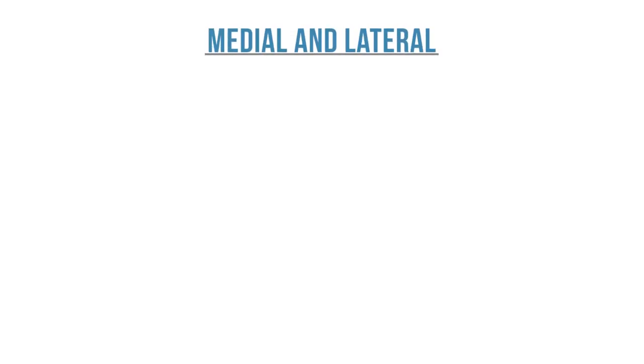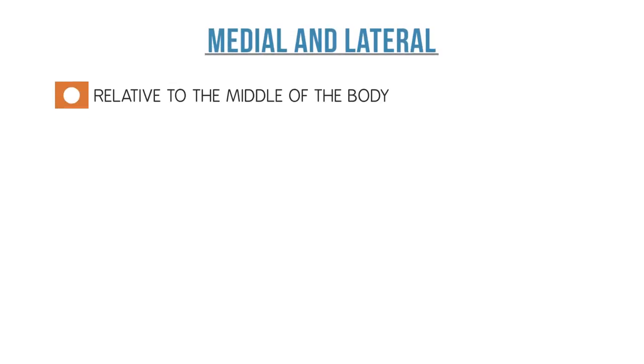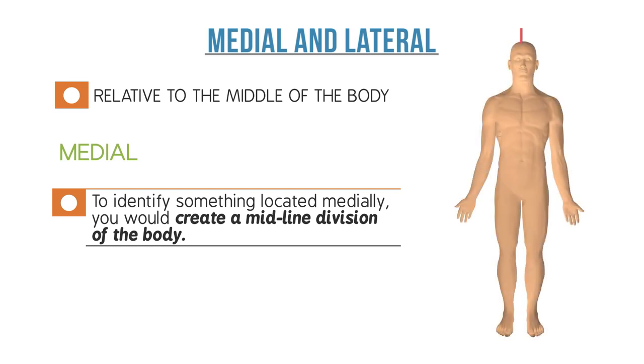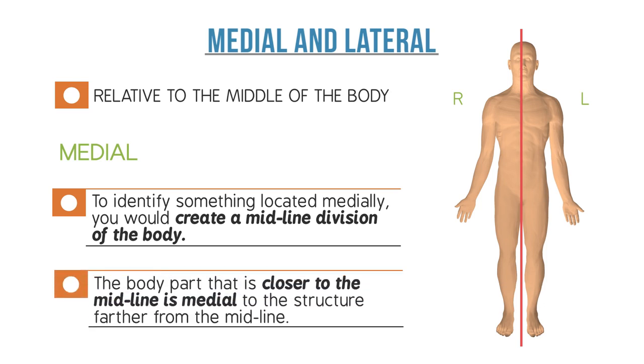If you want to describe the location of something that is relative to the middle of the body, you would use the term medial. To identify something located medially, you would create a midline division of the body. The midline is an imaginary line that goes from top to bottom and divides your body into two equal parts, left and right. When you have the midline, the body part that is closer to the midline division is medial to the structure farther from the midline. The structure that is farther away from the midline is referred to as lateral.